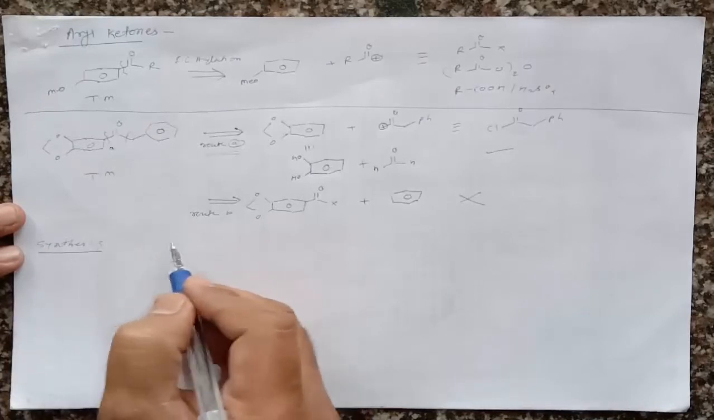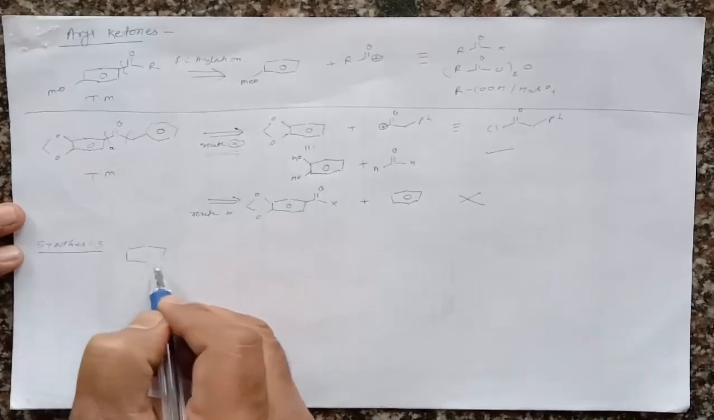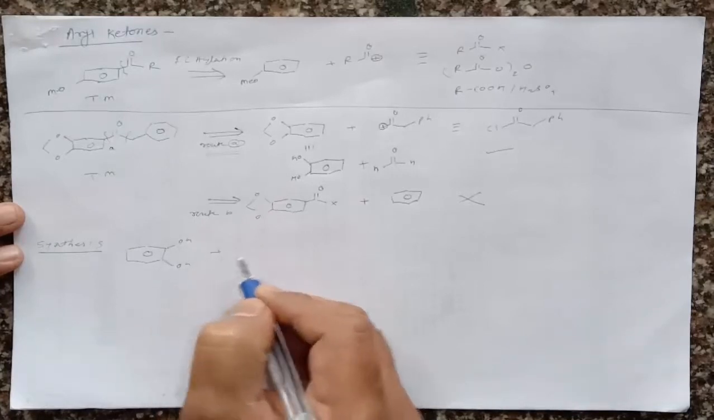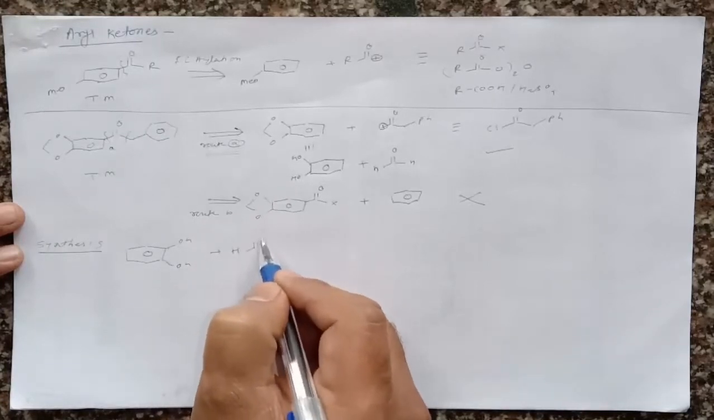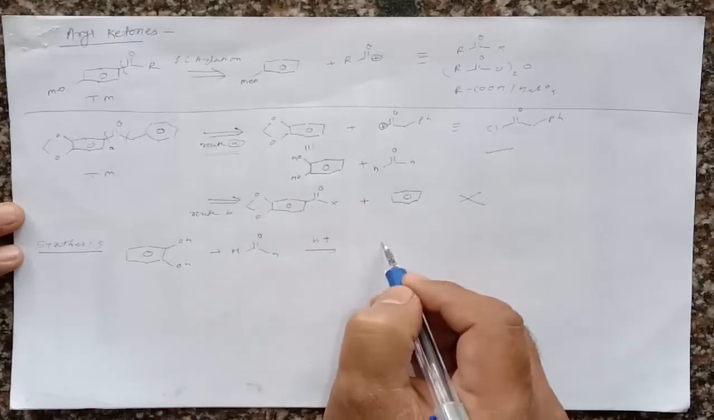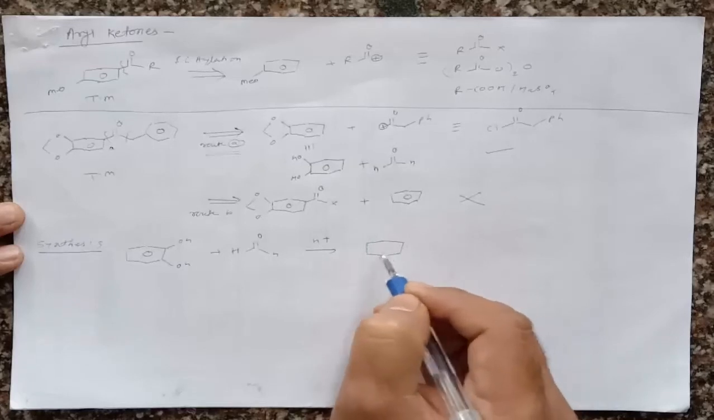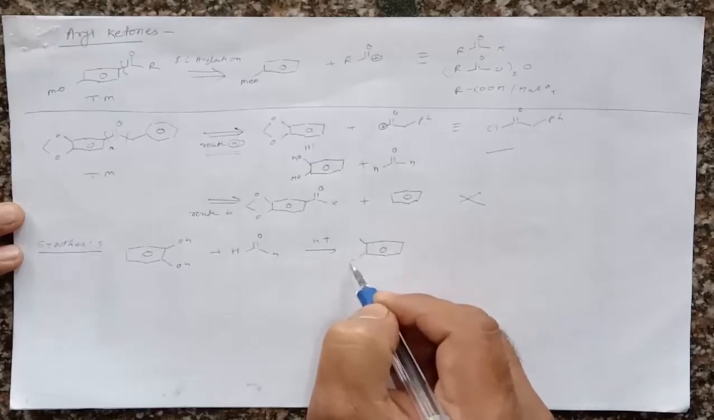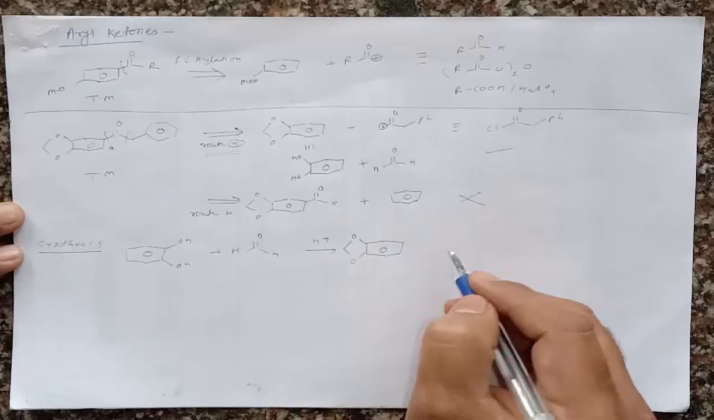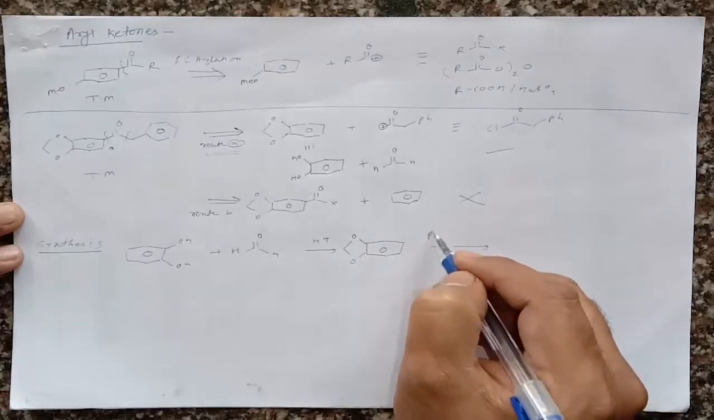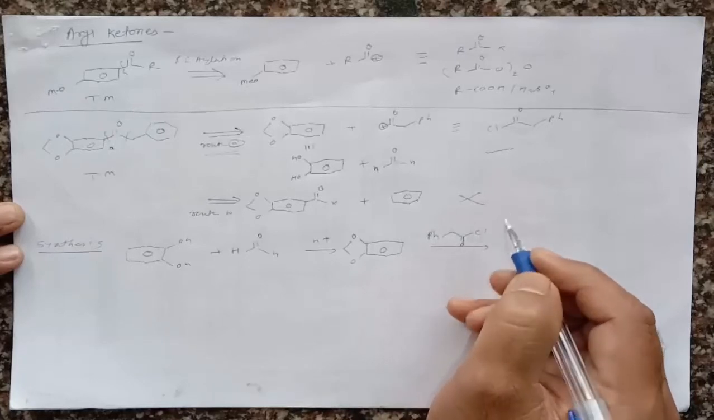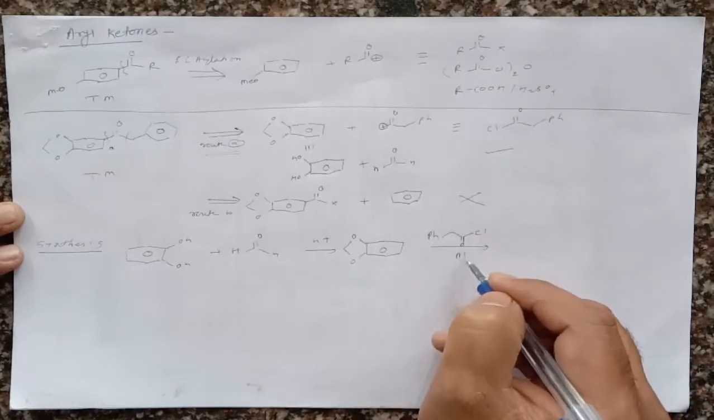That means we have to take this catechol, OH, and into that we have to add formaldehyde, CH2=O. In presence of acidic condition, it will give a protected diol. So this is the protected diol, and into that we are adding PhCH2C(=O)Cl in presence of AlCl3.